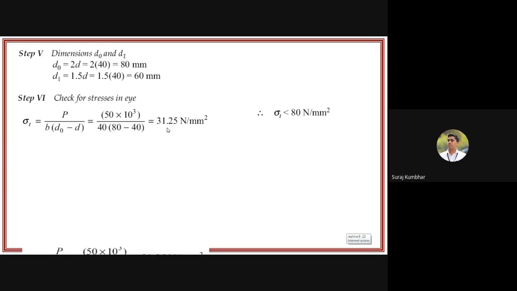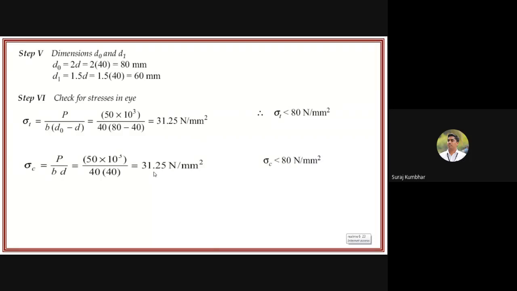Now I will check the crushing stress sigma C. What is the formula? P upon B into D1. I put all the values here, and again I am getting 31.25. So again it is less than 80. The permissible crushing compressive stress value is 80. So the sigma C value, the crushing stress value, is again less than 80 Newton per mm square. Up till this point, again it is very safe. Now the next thing I need to find out is the shear stress in the single eye. What is the formula? P upon B into (D0 minus D1).